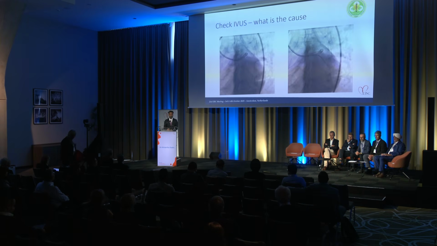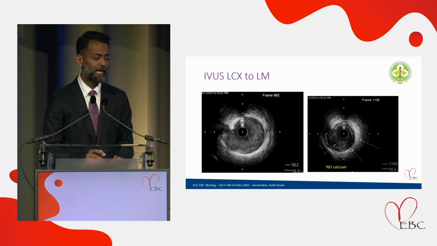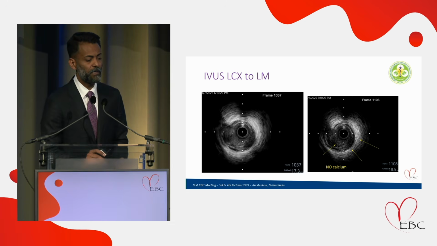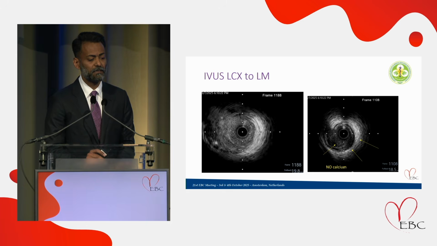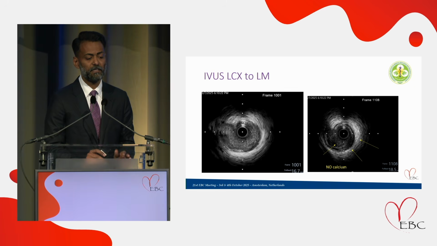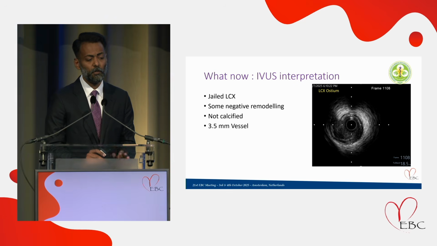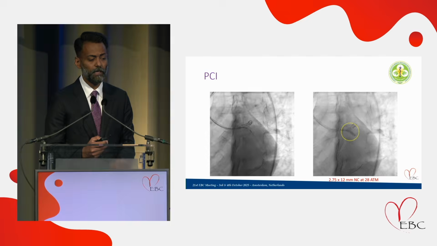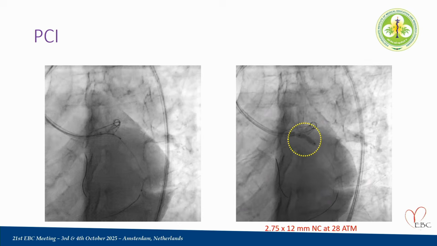We put the IVUS catheter into the circumflex, which goes very easily. And this is the IVUS from the circumflex. It's a large 3.5 mm vessel, some negative remodeling at this site. And when it enters the circumflex from the left main, there is no calcium at all. So there is no calcium in the circumflex. The vessel is 3.5 mm. However, the balloon is not opening. So we know it's a big vessel, so we can go more aggressive on the balloon. So maybe the struts are not opening. So we take a 2.75 12 mm balloon at 28 atmospheres. Still the stent struts do not open.